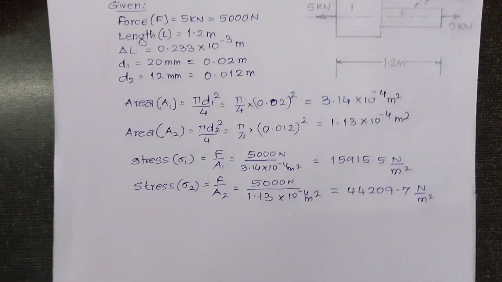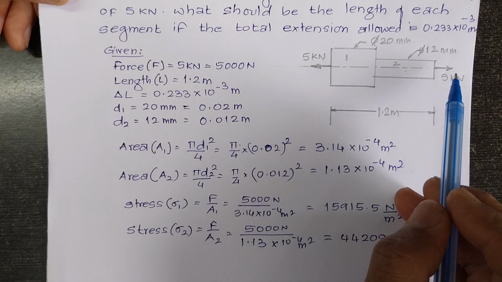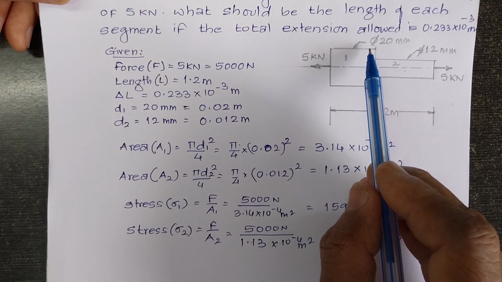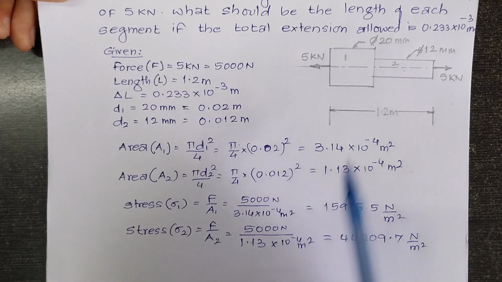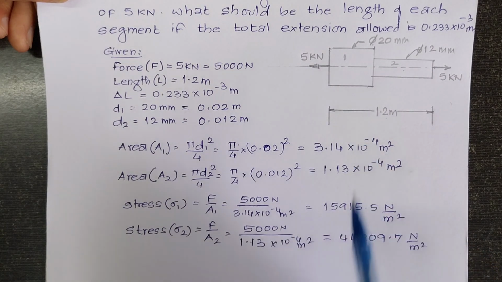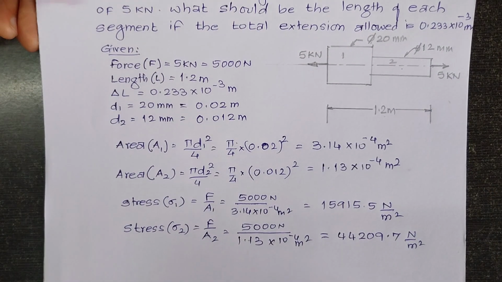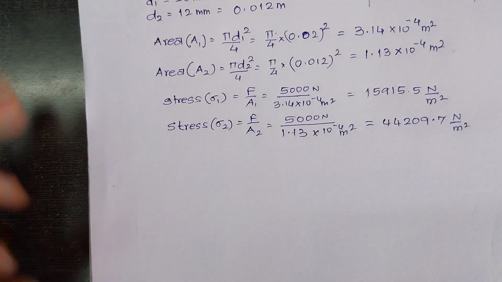So as you can see, here we have a uniform force acting throughout the length of the bar. The diameter is larger, the cross-sectional area is bigger, and therefore we have a smaller stress value in the bigger section. However, the smaller cross-section will be highly stressed, more stressed material.